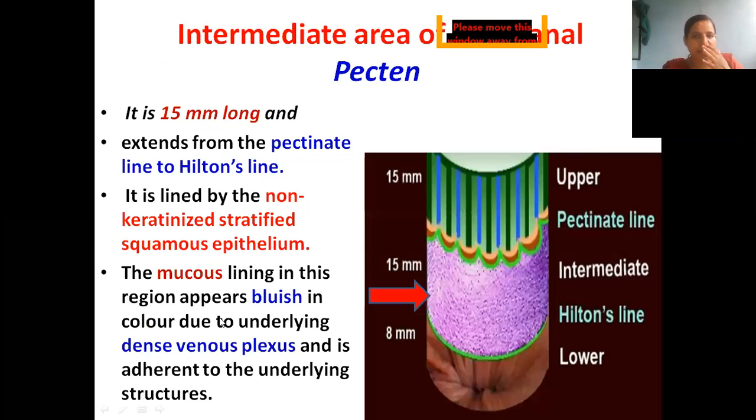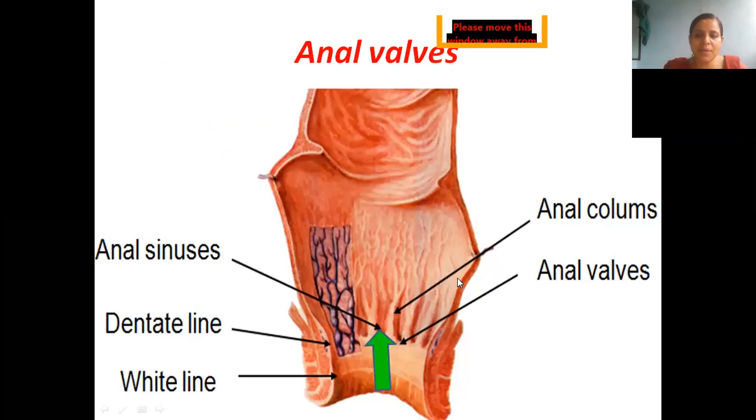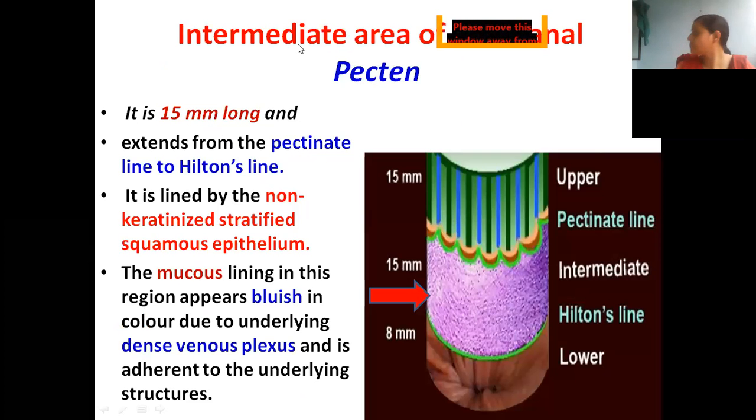So to summarize, we have seen first of all the anal columns, which are 10 to 15 mucosal folds. The continuous line formed is the anal valve, which forms the dentate line or pectinate line. Anal sinuses are openings of the anal glands. So that was the description of what you have here.